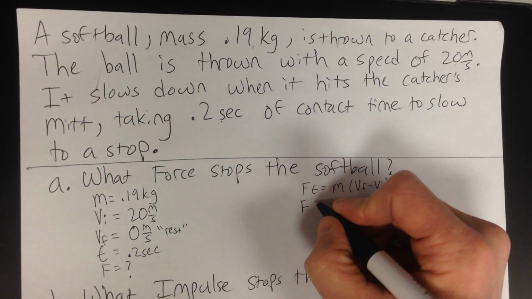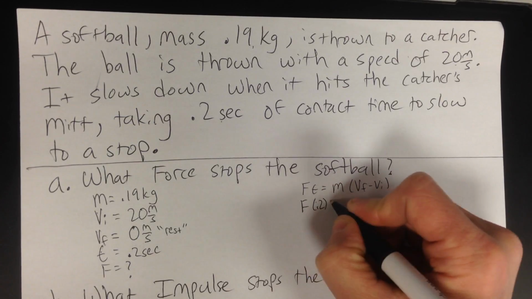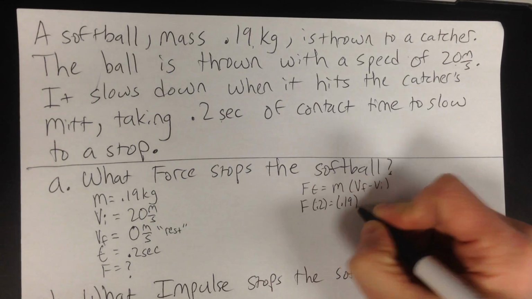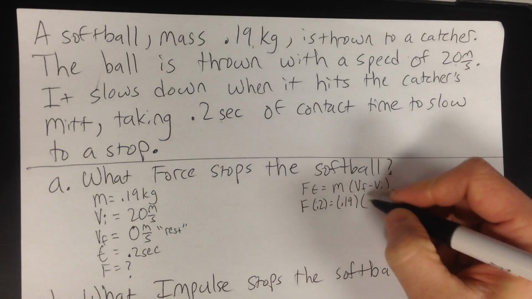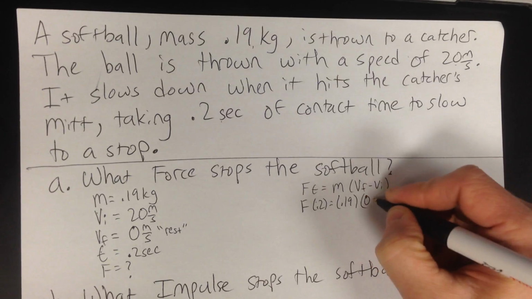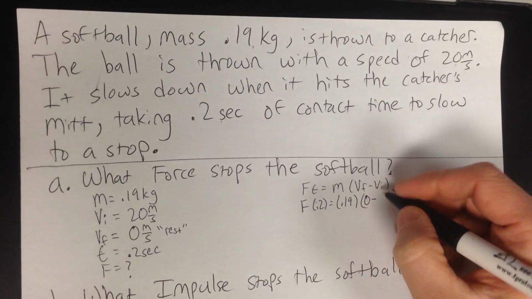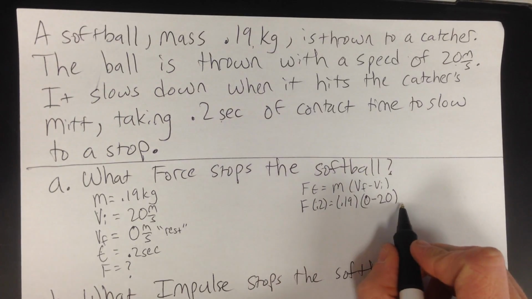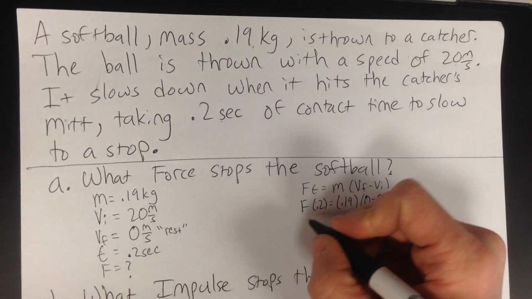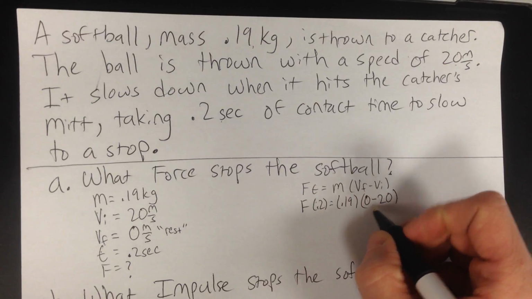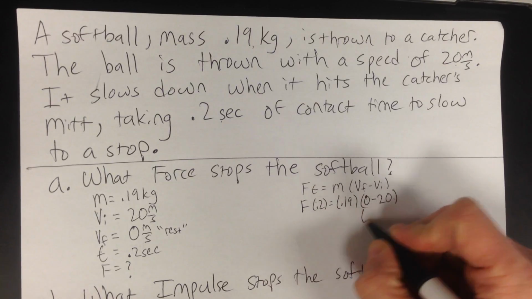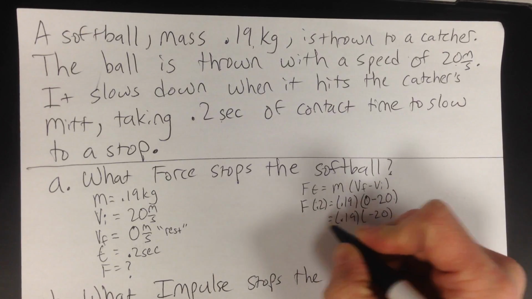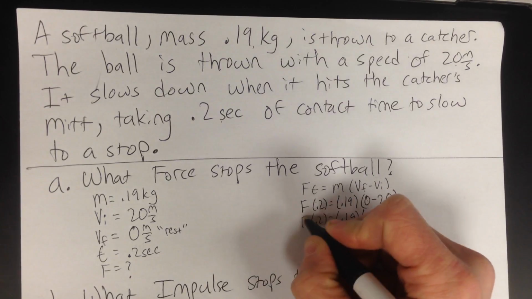Alright, so F times 0.2 seconds equals 0.19 kilograms. And in parentheses you got Vf, that's 0, minus Vi, which is 20 meters per second. So that's how you plug in your givens to the formula. Alright, the first thing I would do is 0 minus 20 gets you negative 20. Then I would drop everything down and rewrite it.